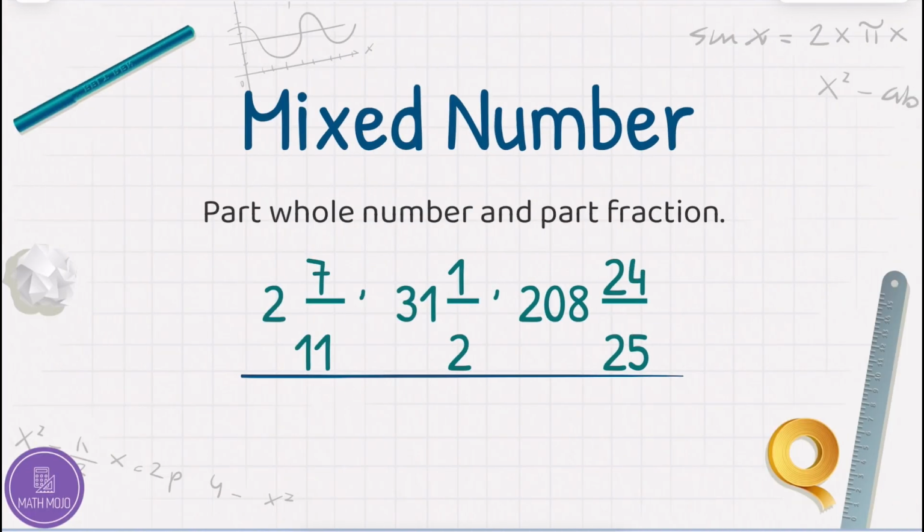Okay, now moving on to the definition of a mixed number. It is always part whole number and part fraction. Looking at our first example, we have 2, which is our whole number, and then we have 7 over 11, which is our fraction. Now moving on, we have 31, which is our whole number, and then 1 over 2, which is our fraction. And same thing for our last example, 208 is the whole number, and then 24 over 25 is the fraction.